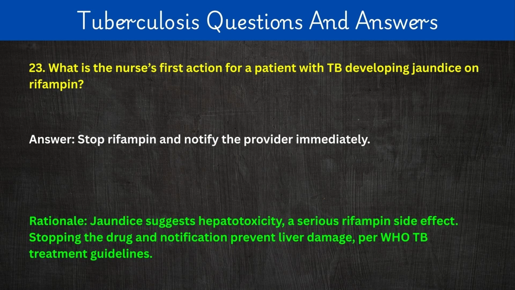23. What is the nurse's first action for a patient with TB developing jaundice on rifampin? Answer: stop rifampin and notify the provider immediately. Rationale: jaundice suggests hepatotoxicity, a serious rifampin side effect. Stopping the drug and notification prevent liver damage, per WHO TB treatment guidelines.